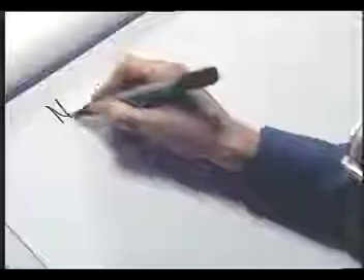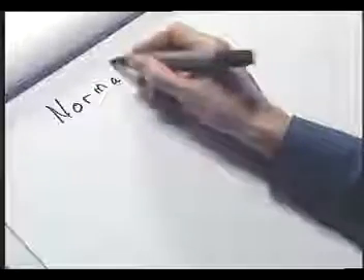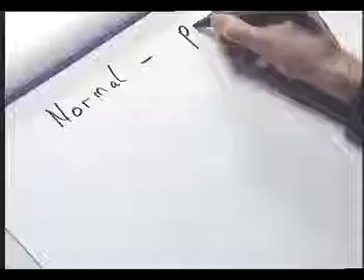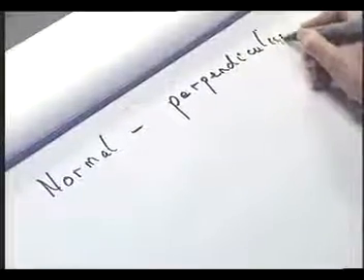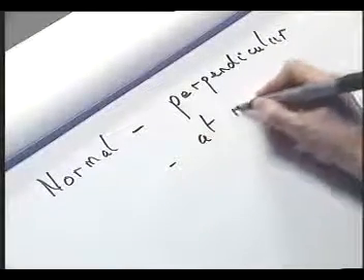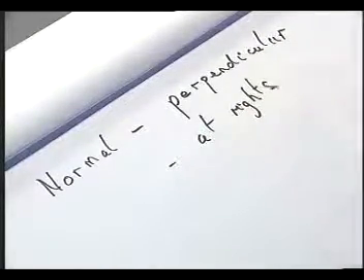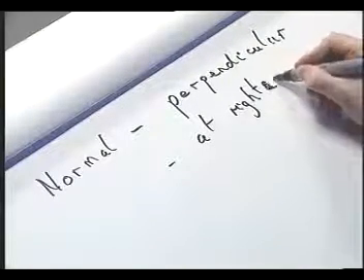Let's take another example, and this time I want to introduce the word normal. What's a normal? Well, we tend to think of the word normal in English as meaning the same, everything's all right, it's usual. But in mathematics, the word normal has a very specific meaning. It means perpendicular or at right angles.